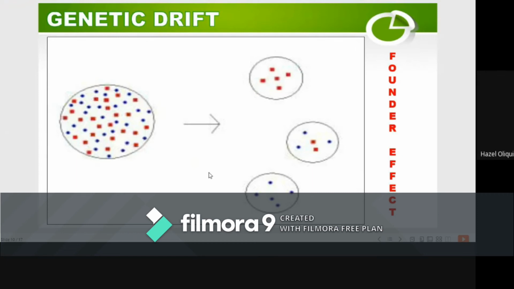In this situation, those individuals are unlikely to be representative of the entire population, which results in the founder effect. The founder effect can take place due to many different circumstances. The founder effect can be due to geographical isolation, when a small population of individuals migrates to a new area.